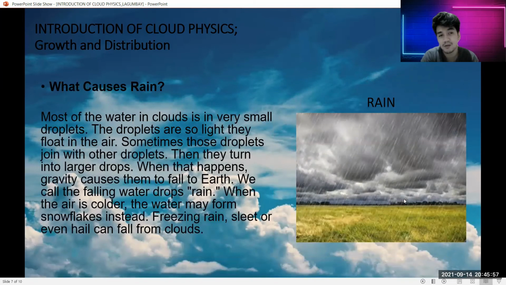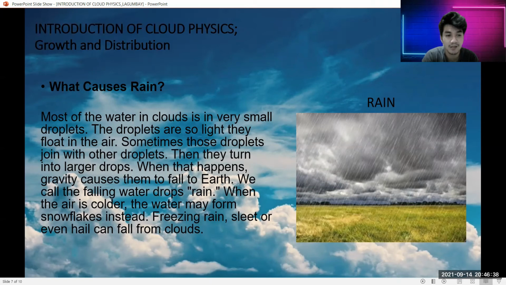So what causes rain, no? So unsa ba daw ang pag-cause sa rain? So most of the water in the clouds is in very small droplets, no? So mga small droplets of water day ang nasa clouds. So the droplets are so light so they float in the air. Sometimes those droplets join with other droplets, then they turn into larger drops. When that happens, gravity causes them to fall to Earth. We call it falling water drops or rain.